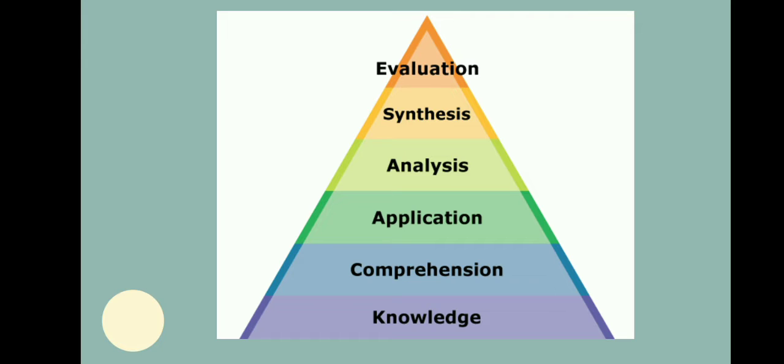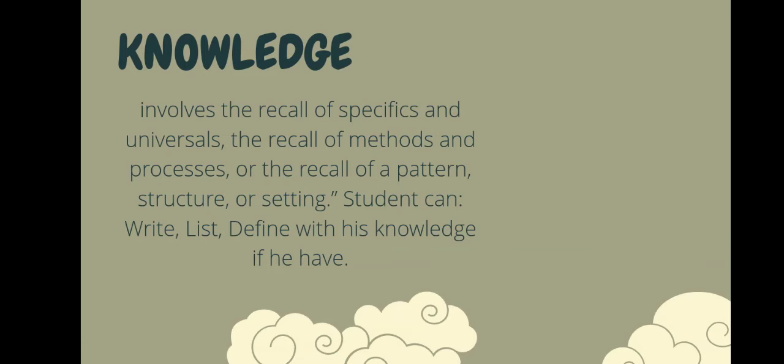A learner would start his or her learning journey from the bottom level, which is knowledge, and proceed until reaching the level of evaluation, which is the highest level. Let's start looking at each of these levels. Let's first discuss knowledge.